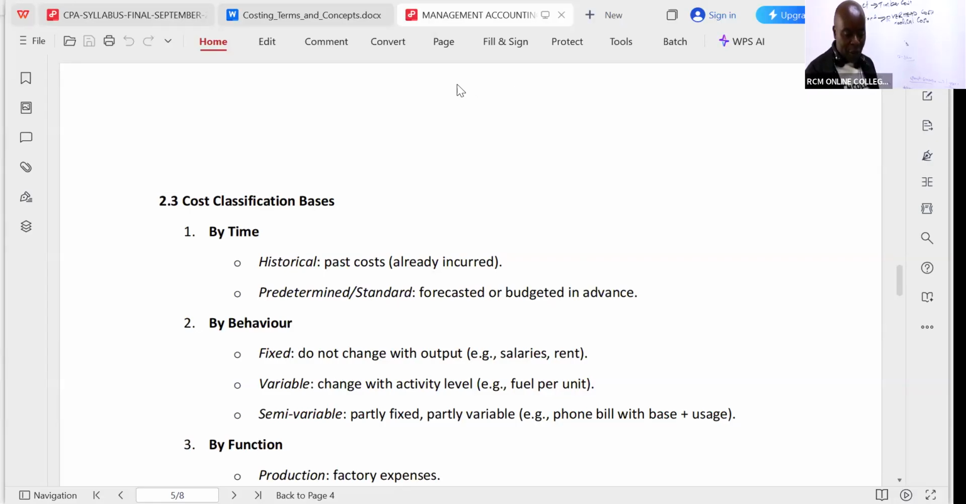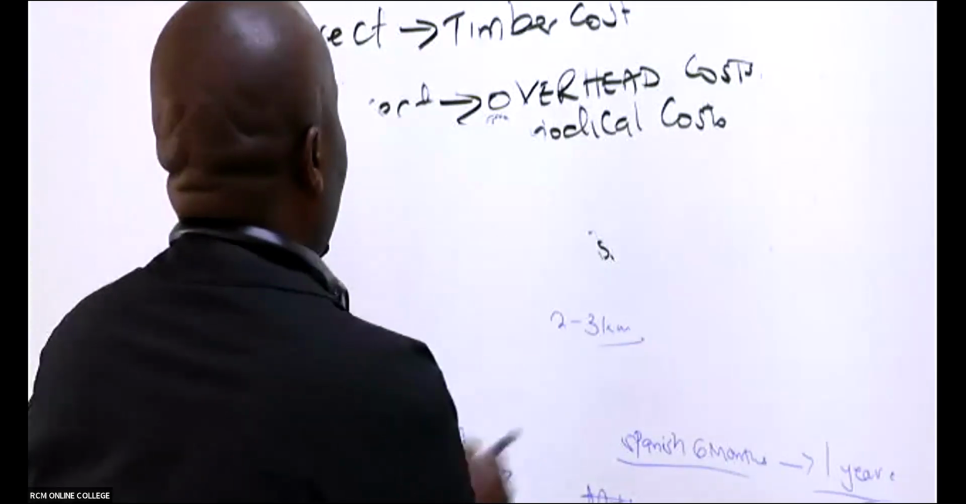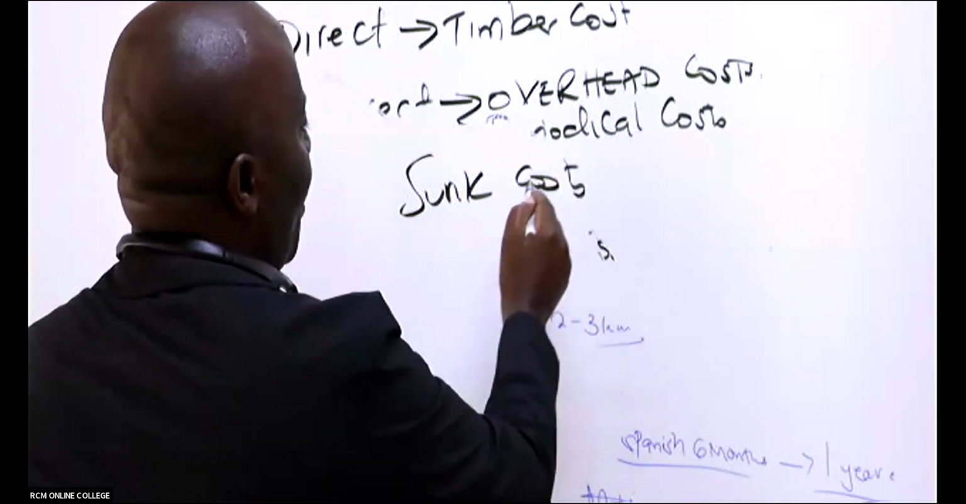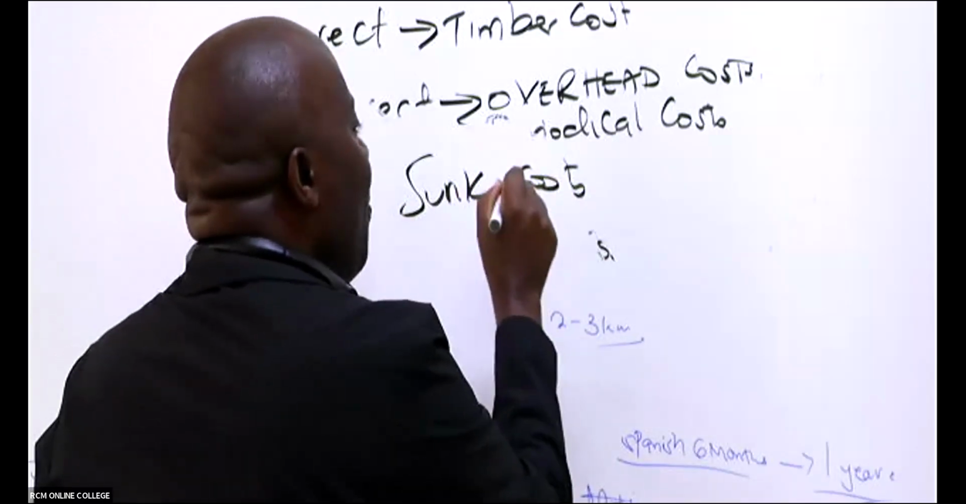So cost classification basis: we can classify cost on the basis of time. On the basis of time, we'll always have two types of costs. We shall have what we call historical costs. Historical costs are past costs. They are already incurred. So we also call them what here? Sunk costs. So these sunk costs have already been incurred.